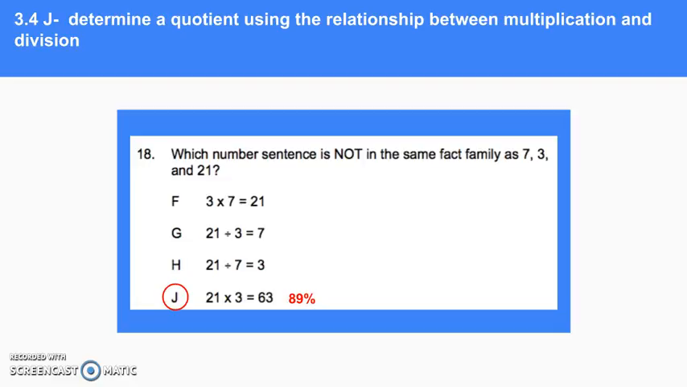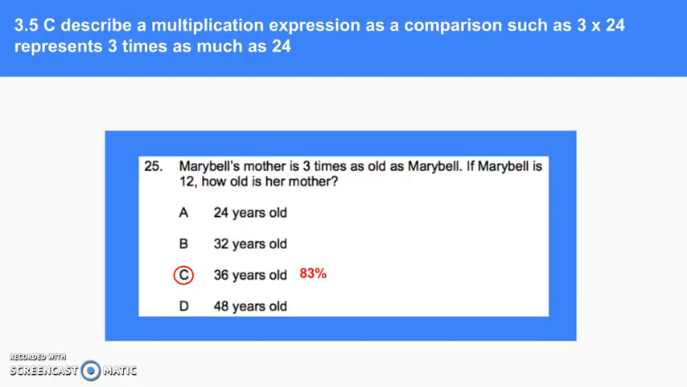As you can see at the top of the screen, I have given you the standard or the TEK to go along with the questions. Number 18 was one of our 3 most successful questions for the third grade. It says, which number sentence is not in the same fact family as 7, 3, and 21. We had 89% of our students respond with J and getting that answer correctly.